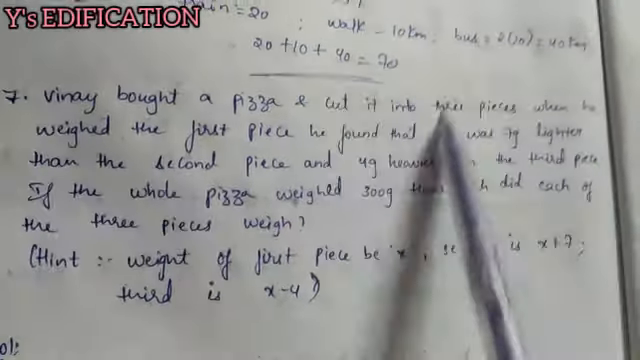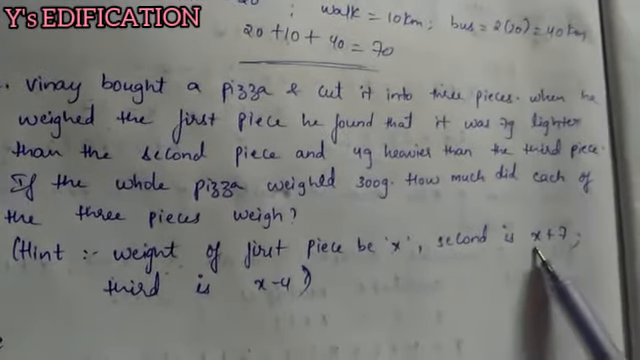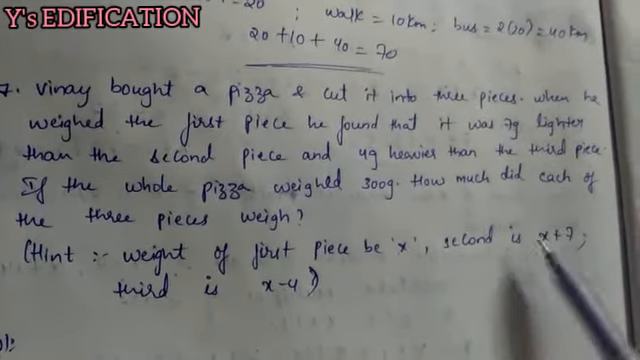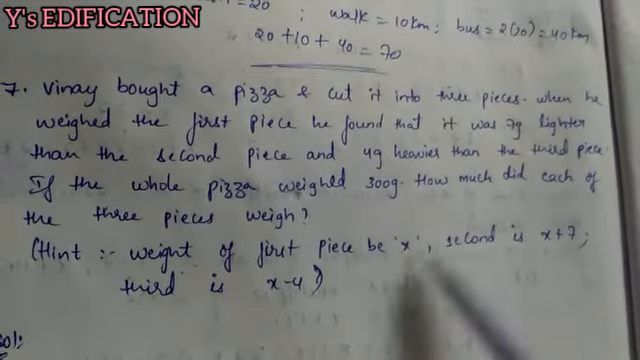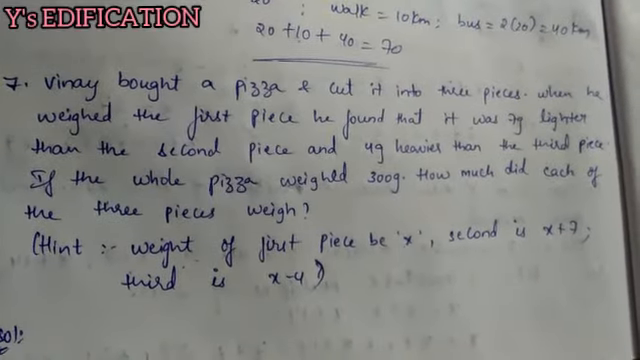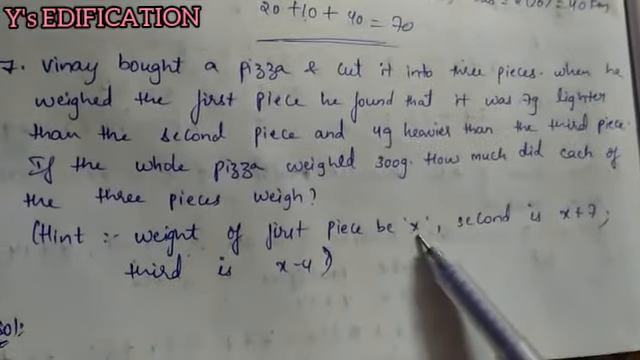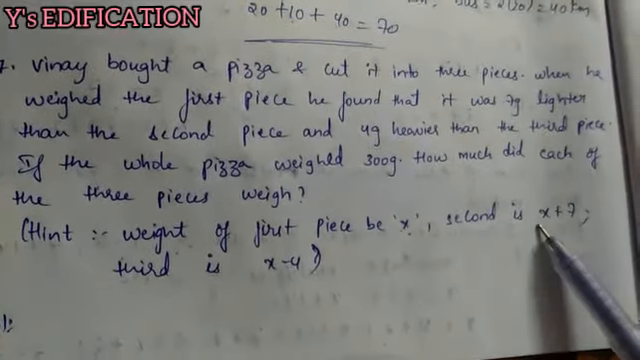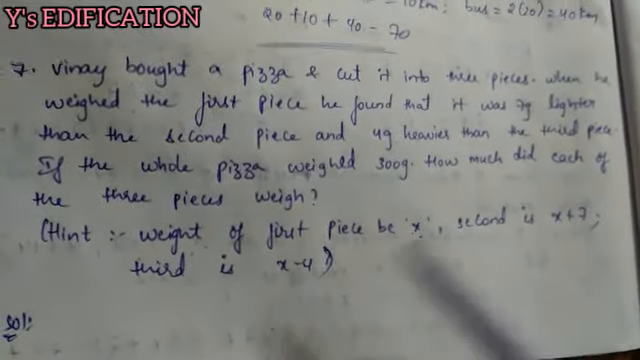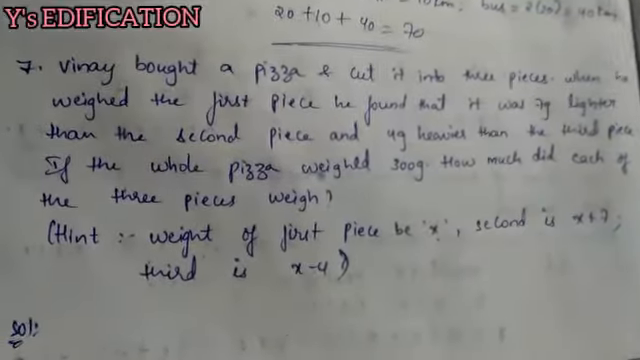So when he weighed, the first piece is x weight. The second piece is x plus 7, that means the second piece is 7 grams more than the first piece. And the third piece is 4 grams less than the first piece. So what are the 3 values here? First piece weighs x grams, second one x plus 7, third one is x minus 4. When we add all these 3 numbers, we will get 300 grams. That means the total weight of the pizza is 300 grams.